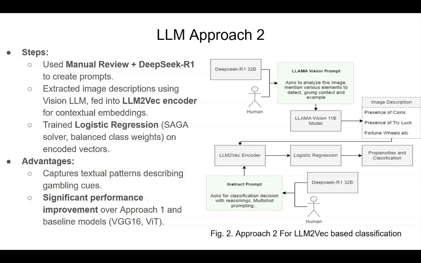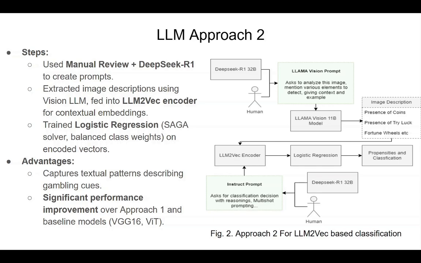We adopted LLM2Vec, a state-of-the-art unsupervised approach to transform a decoder-only language model into a bidirectional text encoder. It also applies unsupervised contrastive learning. Basically, similar sentences are pulled together, and sentences that are unrelated are pushed apart. That is why we had to focus on our instruction prompt, where we provided very good examples of gambling image descriptions. We gave the image description generated from the vision model and the instruction prompt as input to the LLM2Vec encoder, and we then trained a logistic regression classifier with Saga solver and balanced class weight, etc., on the encoded descriptions against the labels.